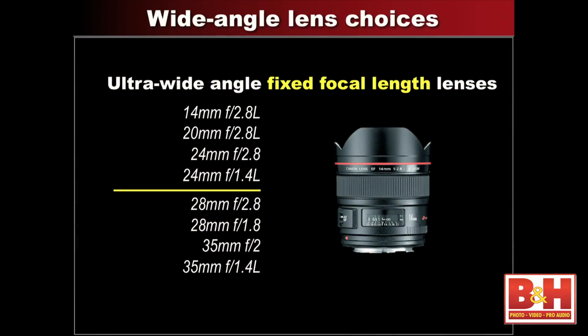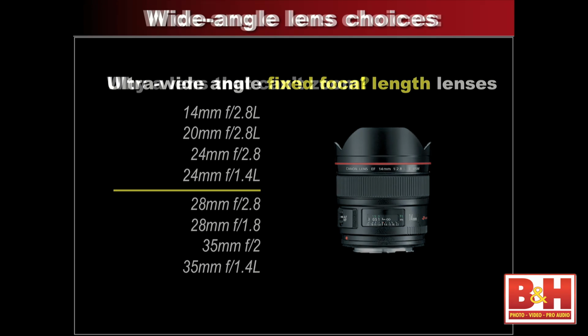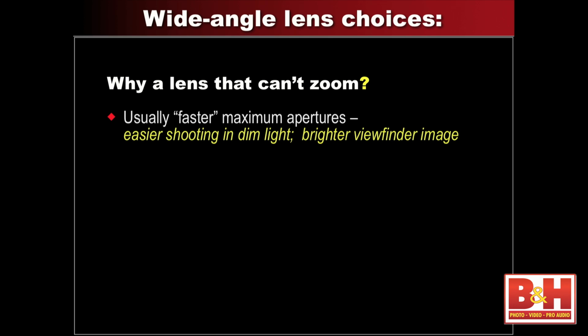We also have some fixed ones as well. So we can actually go down to 14, 20, 24, and so forth. So we have a lot of fixed focal lengths, which means they're not going to zoom at all. So why would you want something that doesn't zoom? Zooms are so much easier. They're so much more flexible. You know, I like to use the zooms a lot.